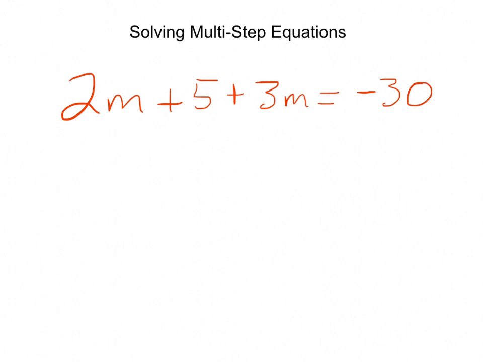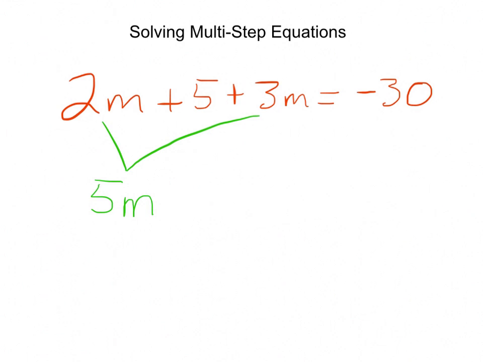So if we're looking at the problem that we have here, we have our 2m and 3m, both of which have the variable m, and they both have an exponent of 1. So we can combine those two terms, and when we combine 2m and 3m, it's an addition, because we have 2m and positive 3m, so together that creates 5m.